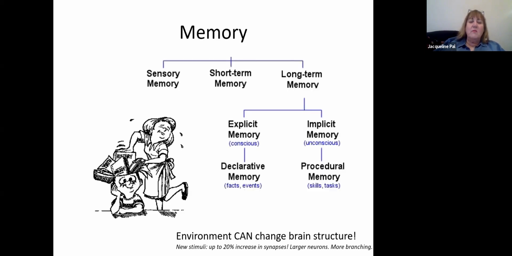So when we look at memory, we have a lot of different kinds of memory. And basically, I want to spend most of the time just talking about these top three so that you understand them, because all these other ones, they all have to do with long-term memory.